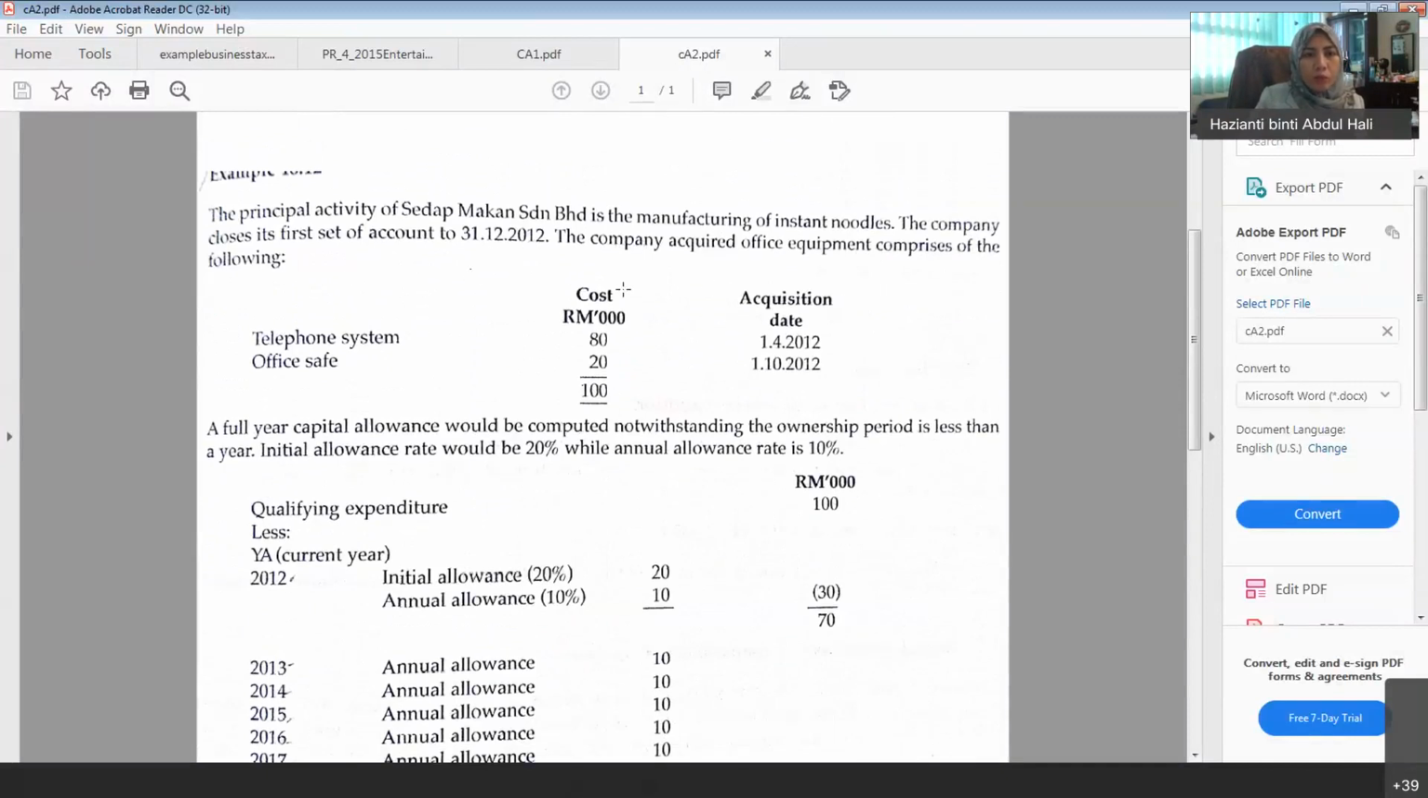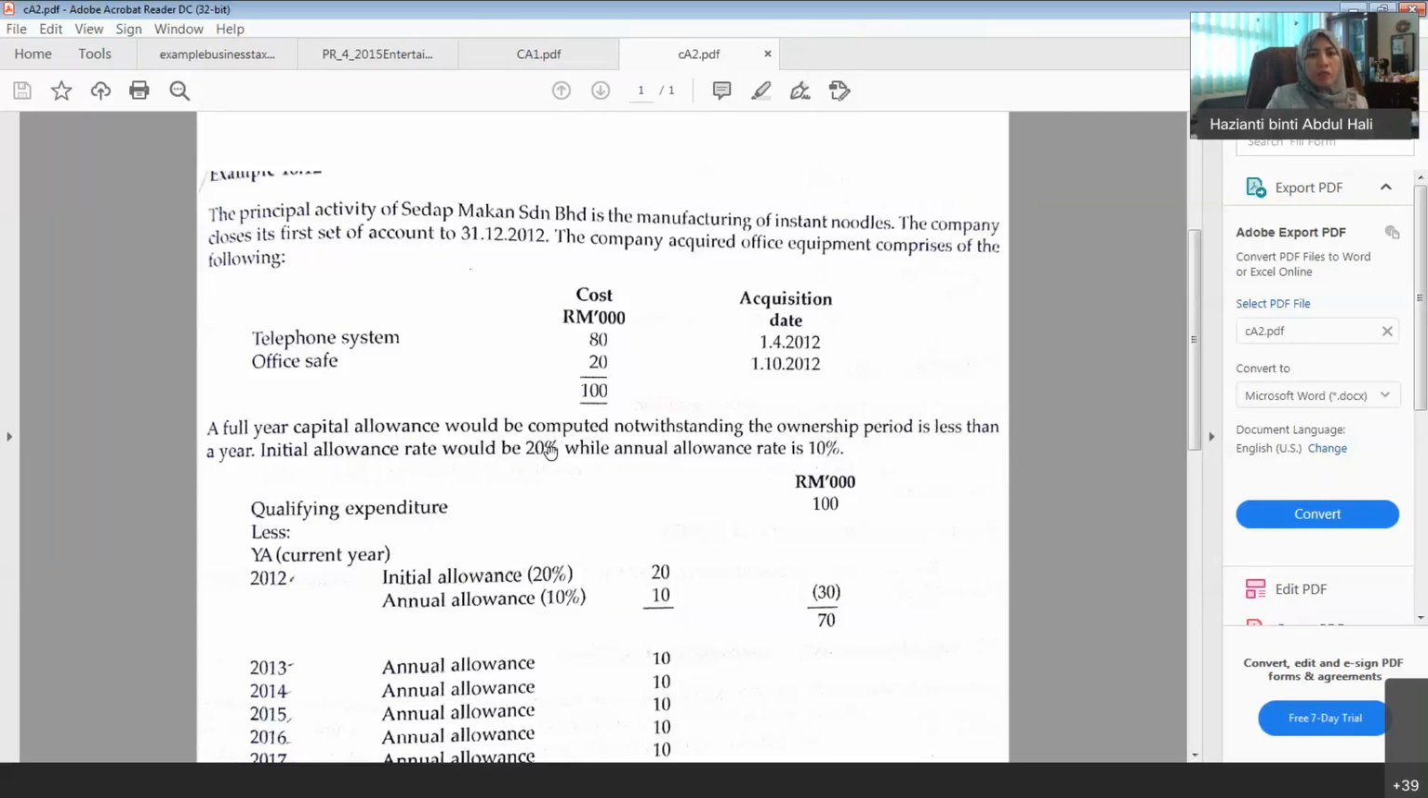So dia ada office equipment, telephone system and also office safe. Nampak tak dia acquire satu in April, satu in October, year end dia December. So a full year capital allowance will be computed notwithstanding the ownership period is less than a year. Okay. So untuk capital allowance dia tak kira bulan. Beli je tahun tu memang terus dapat.